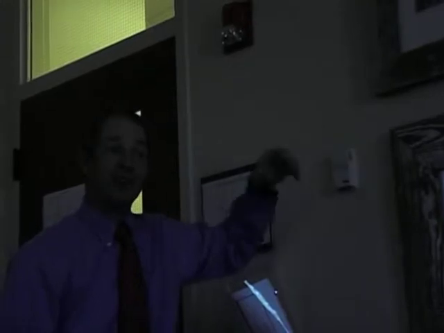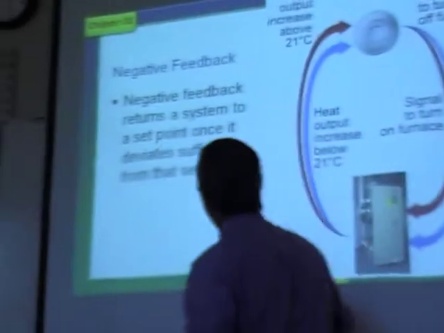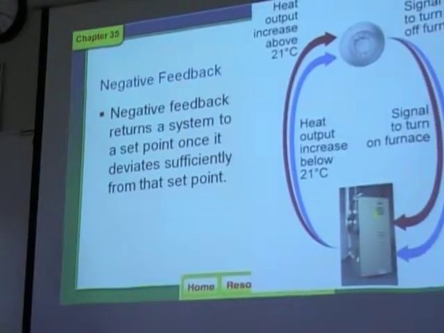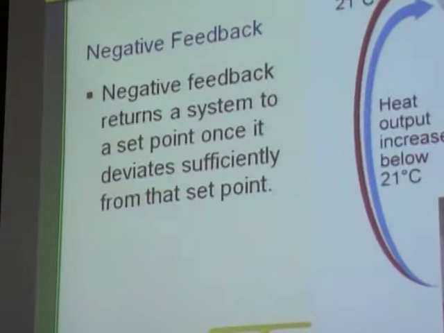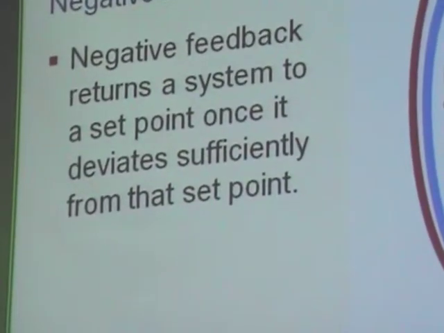This is the thermostat that runs the air conditioner. If it gets too hot in the room, the thermostat sends a signal to turn the air conditioner on. When it gets too cold, the thermostat senses that and sends a signal to turn the air conditioner off. And then the temperature will go back up. And then when it gets too hot, back on with the air conditioner. When it gets too cold, back off. It keeps the levels steady, and we call that negative feedback. Negative feedback keeps the temperature, using the thermostat, in the middle range.